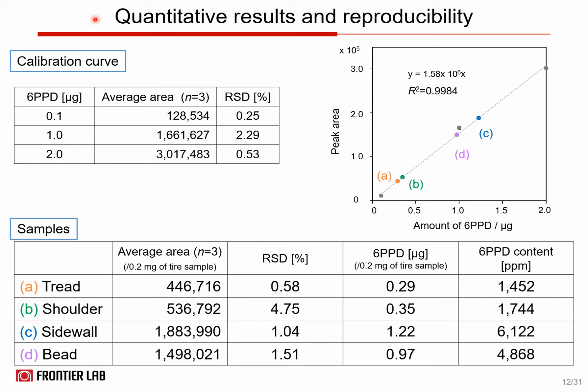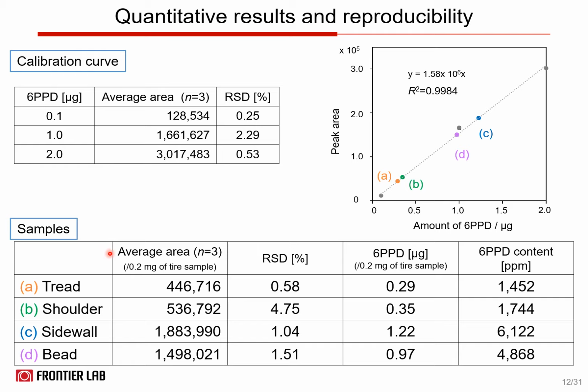This slide shows the quantitative result and reproducibility. First, a calibration curve was prepared using 6-PPD. The average area and RSD calculated from each of the 3 measurements are shown in the above table. These are plotted as the gray points on the graph. The formula of the calibration curve created from these 3 points and the coefficient of determination are shown here.